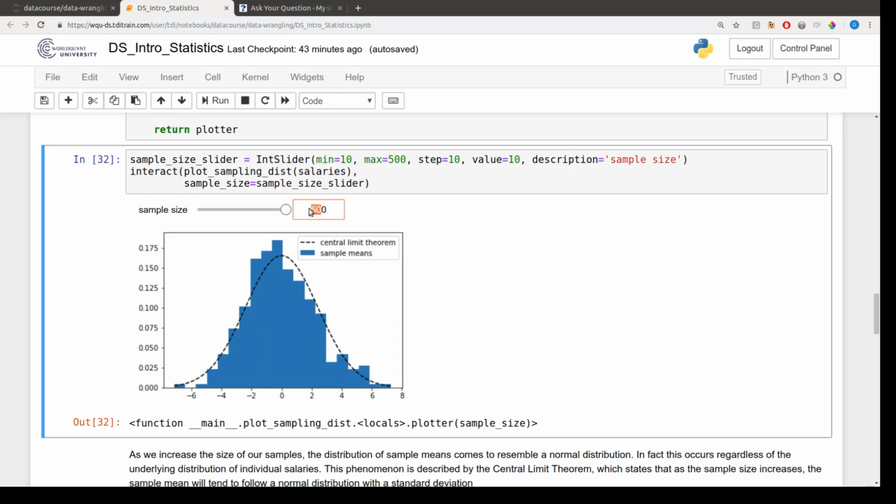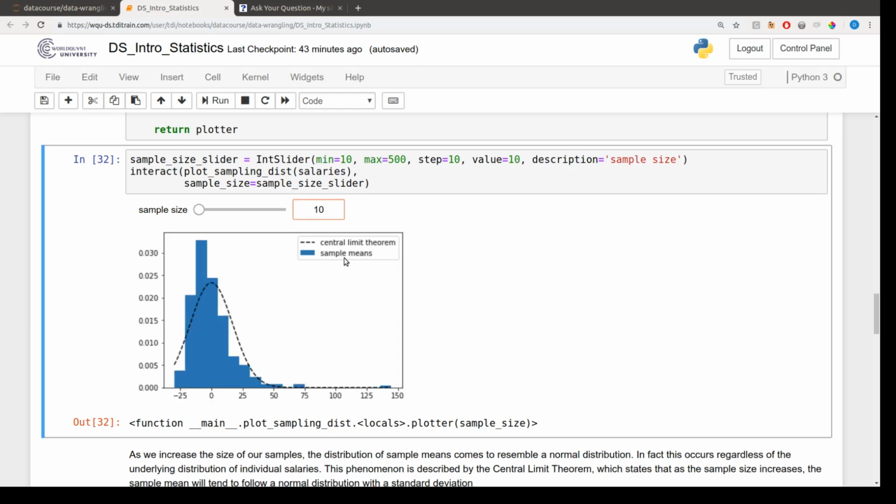On the other hand, if we bring this way back down to 10, the central limit theorem tells us, this black dashed line, that our histogram is going to be spread out mostly from about plus or minus 25, but even out to about plus or minus 50. So it actually tells us what distribution of sample means we should expect.